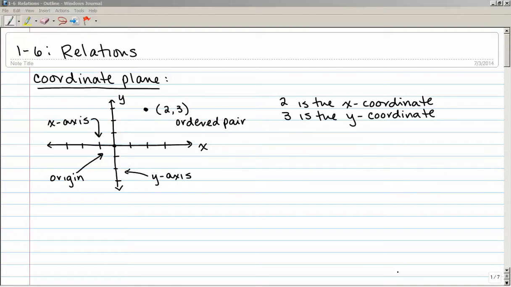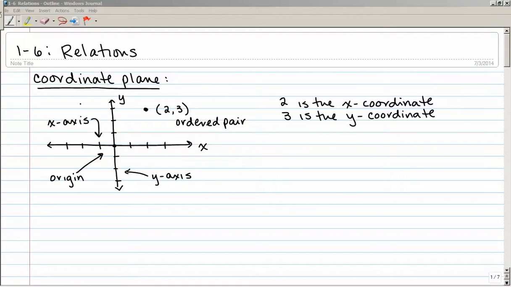Section 1.6 is on relations. But before we talk about what a relation is, let's review the coordinate plane. You're probably familiar with this from pre-algebra. The coordinate plane is the x-axis, which is the horizontal line here, and the y-axis, which is the vertical line here. Notice that they intersect at the origin. At that point we have 0, 0, the origin.